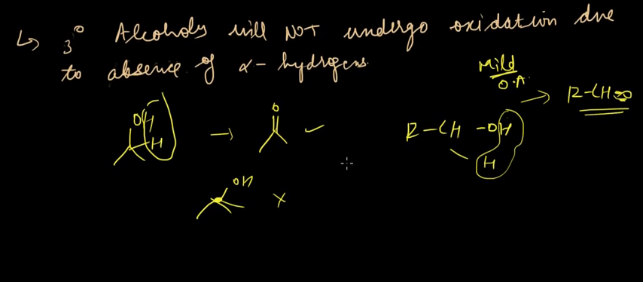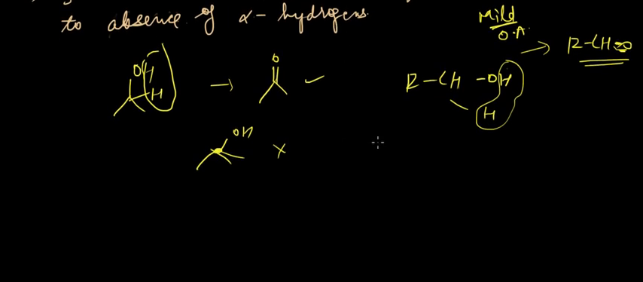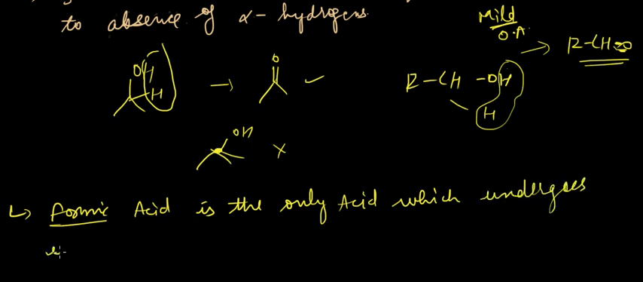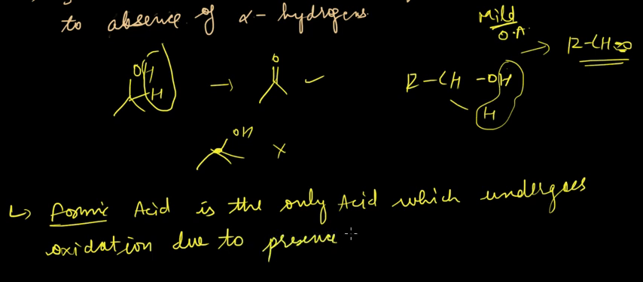The last point to mention here is that formic acid is the only acid which easily undergoes oxidation due to presence of a formyl-like group.